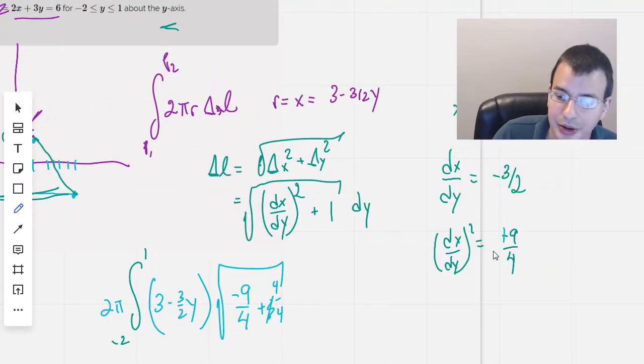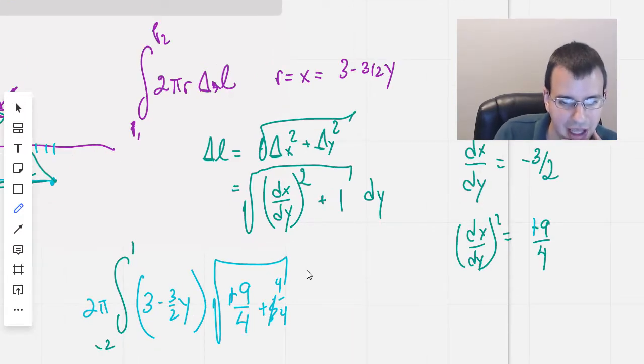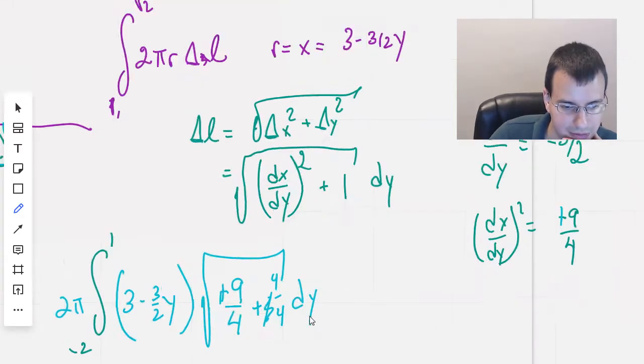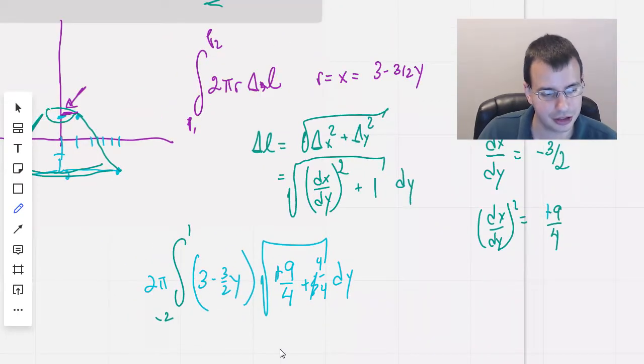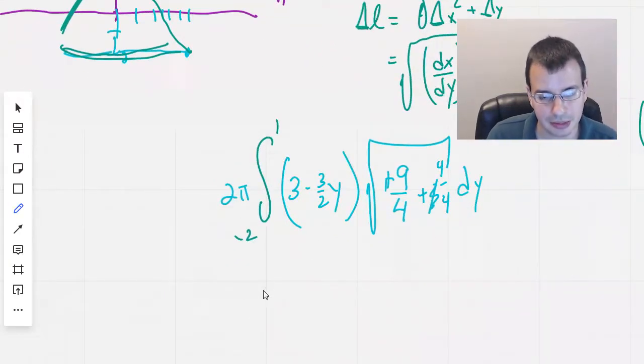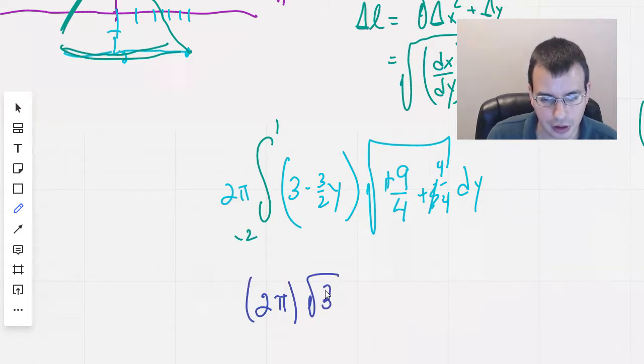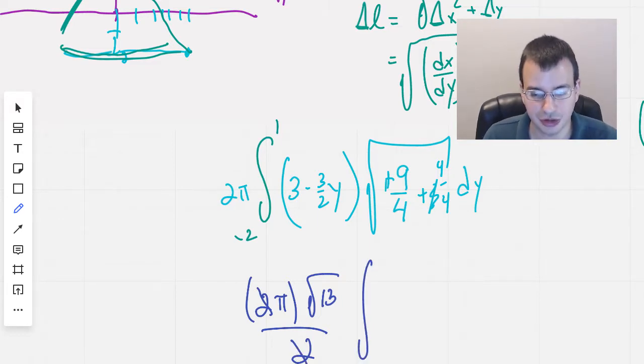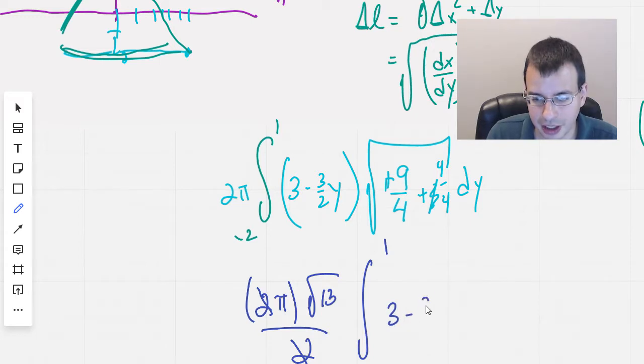When you square something, the negative goes away. We still have a dy over here. Okay, so now we have 13 fourths. So, rewrite it again to make it a little bit simpler. We have 2 pi, we have square root of 13 over square root of 4, which is just 2, which will cancel out with this 2 right here. And then I just took the constants and moved them to the outside. 3 minus 3 halves y dy.